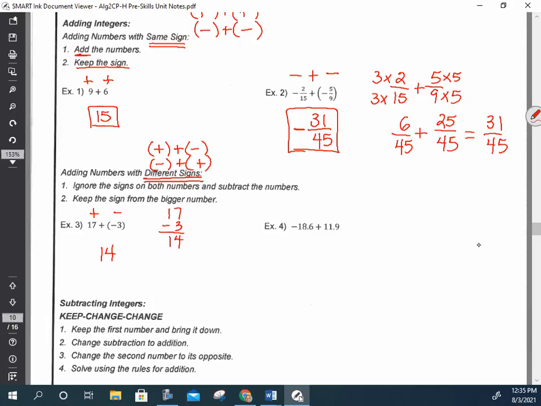So you have a 17 and you have a 3. 17 is the bigger number, and it was positive. So this would stay as a positive answer. You don't have to put plus 14. You can simply write 14, and that's good enough.